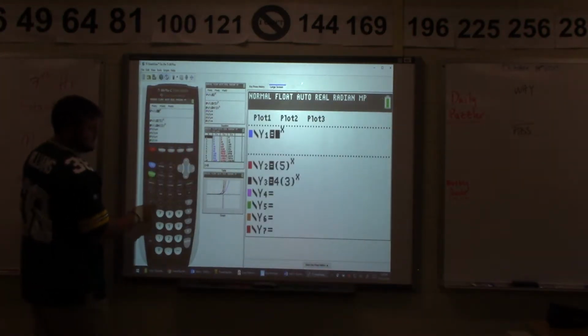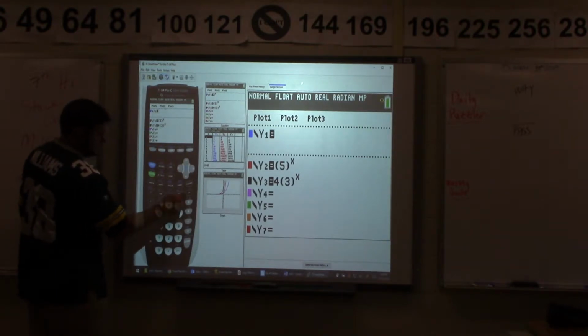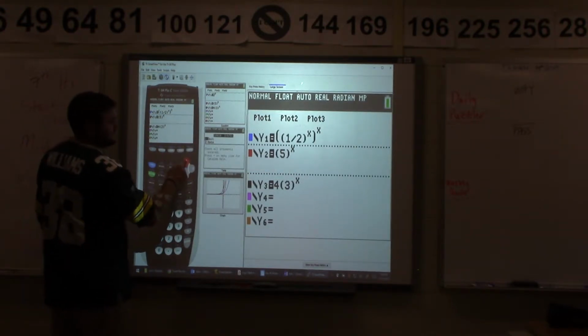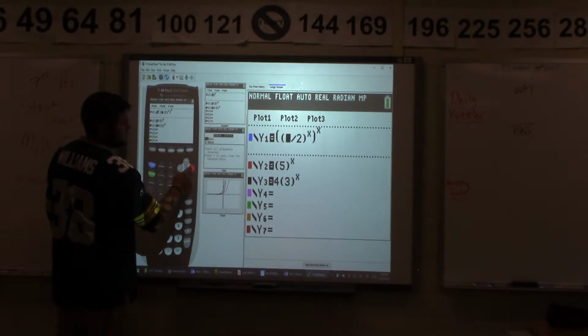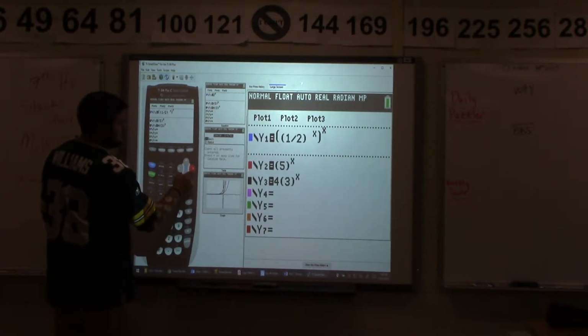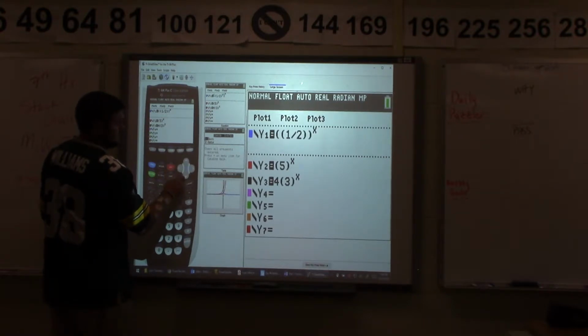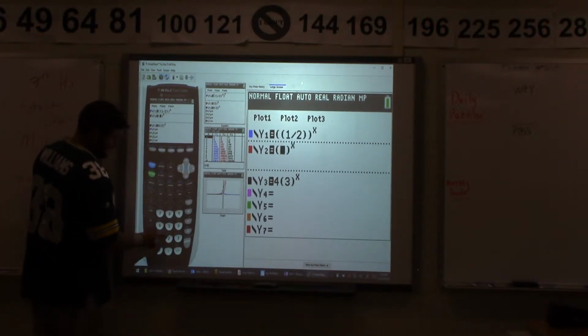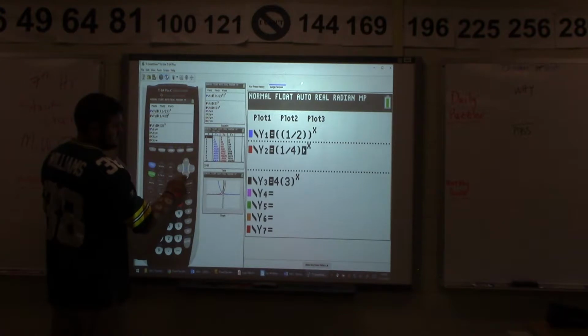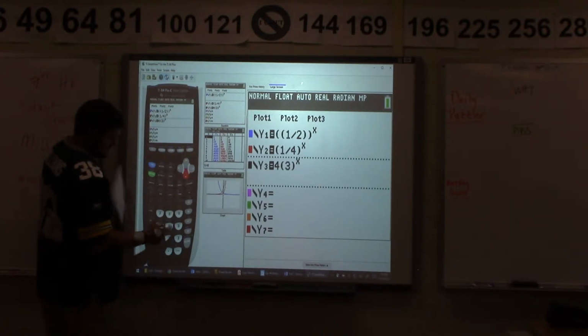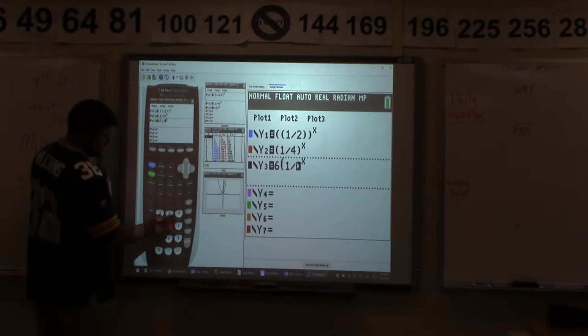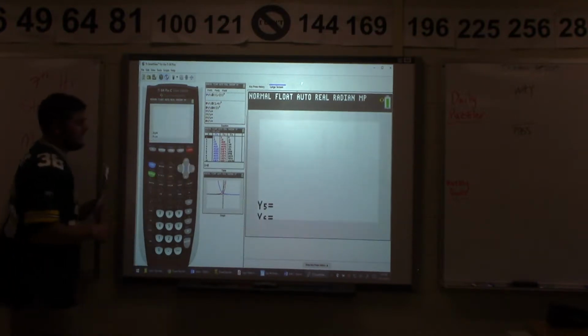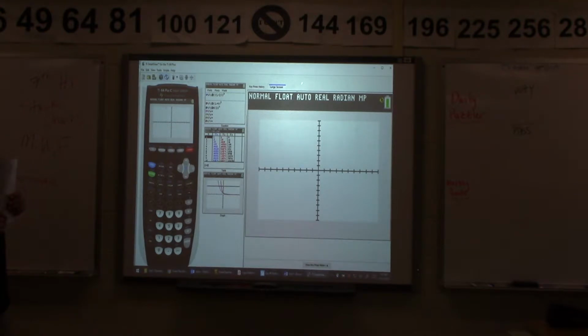Y equals 1/2 the x. Oops, I don't want that. What was the other one? 1/4 the x. 6 times 1/5. Okay. It's thinking. That's not right.